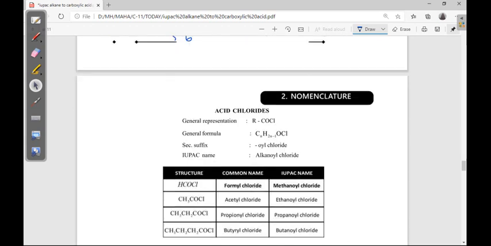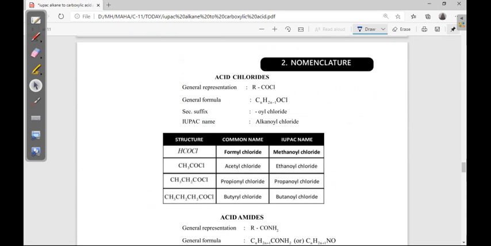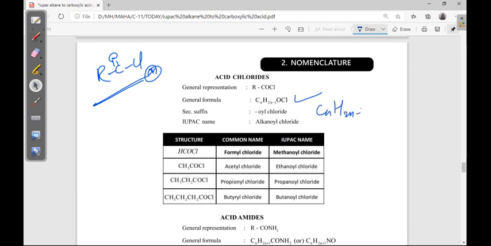Next, acid chloride. It is a derivative of carboxylic acid, C double bond O Cl. In place of OH, this chlorine came. Now the general formula is, you can see here, CnH2n-1 OCl. Now the important thing is the secondary suffix and IUPAC name. The suffix is oyl chloride.